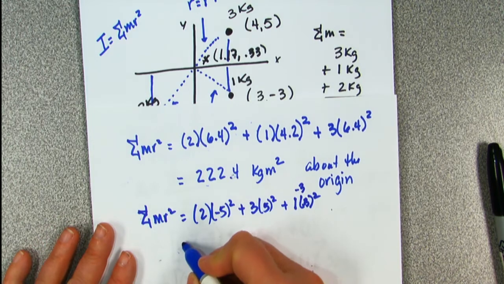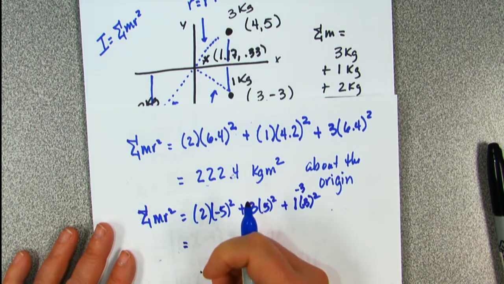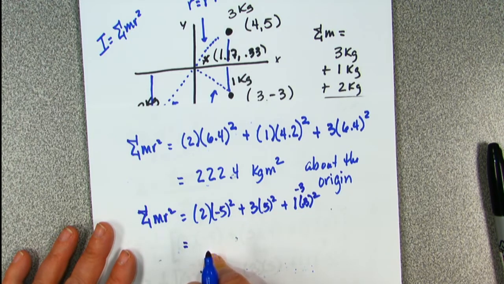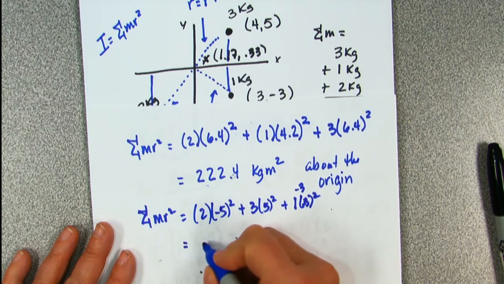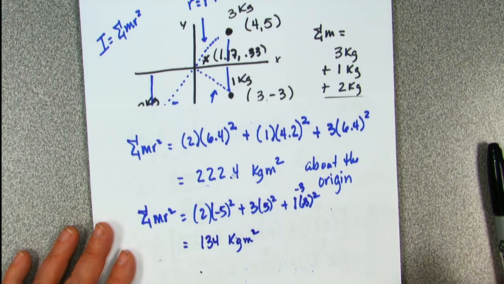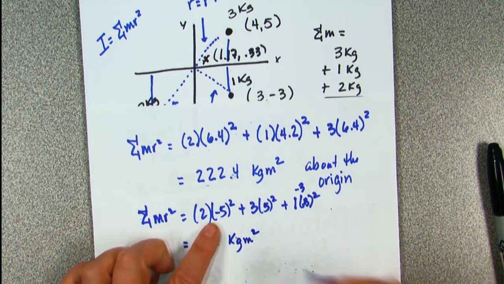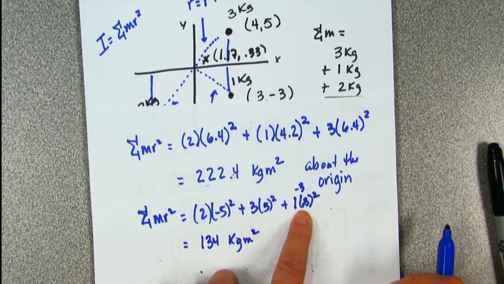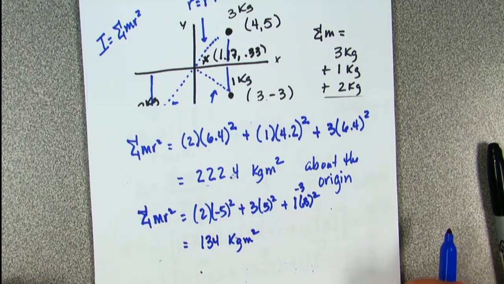If I do this, this equals 134 kilogram meters squared. Because this is 2 times 25 is 50. 3 times 25 is going to be 75. So that's 125. And then I get 9 for this one. So 9 plus 125 is 134.